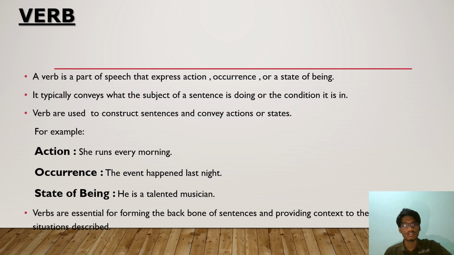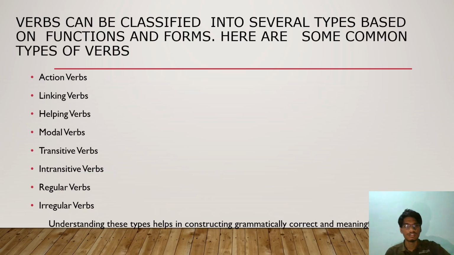Simply called verb. Expresses action. Action: She runs every morning. Runs is the verb. Occurrence: The event happened last night. Happened is the verb. State of being: He is a talented musician. Is is the verb. Verbs are essential for forming the backbone of a sentence and providing context to the situation described.